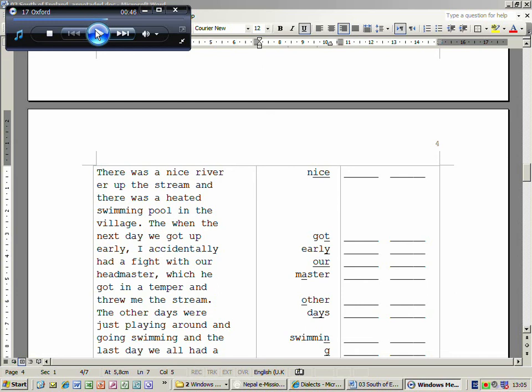And it's not complete R. It's more like a long R. It's more as if it's just lengthened and hasn't changed. Headmaster.